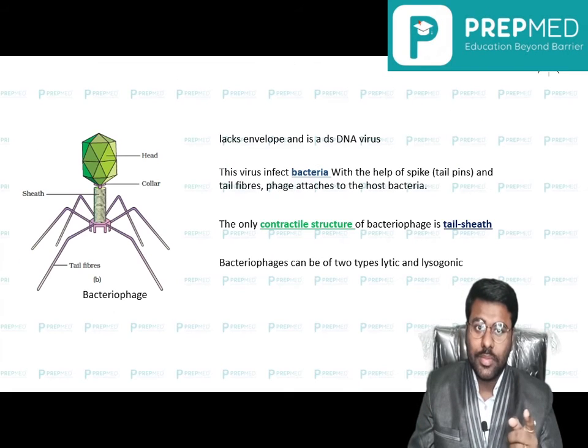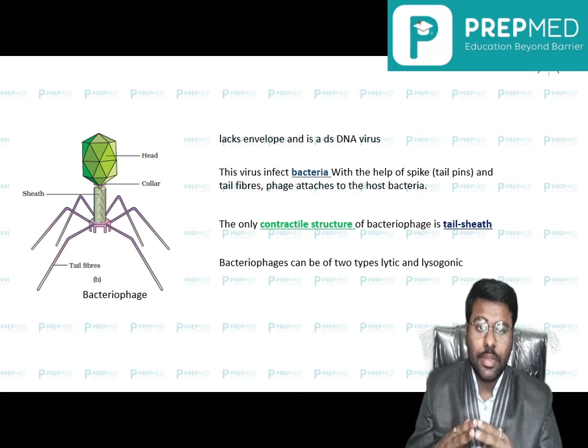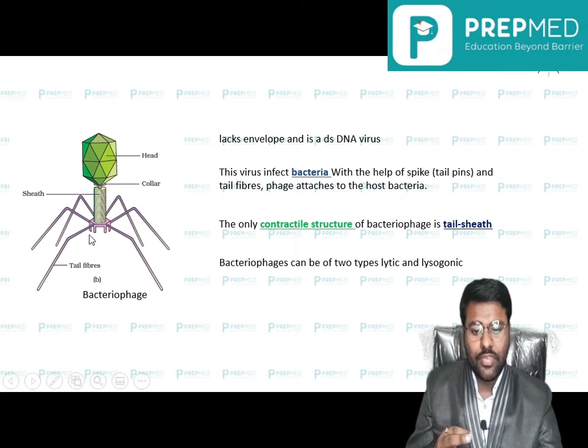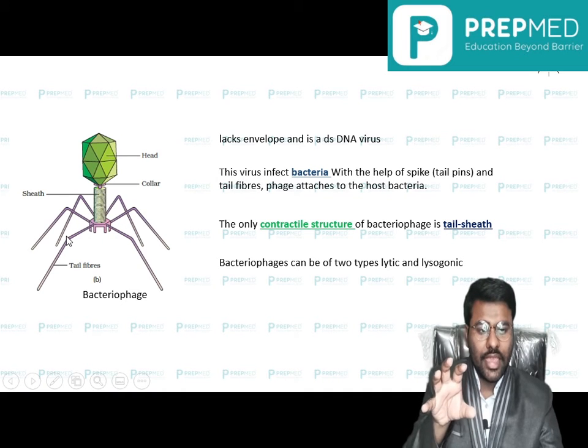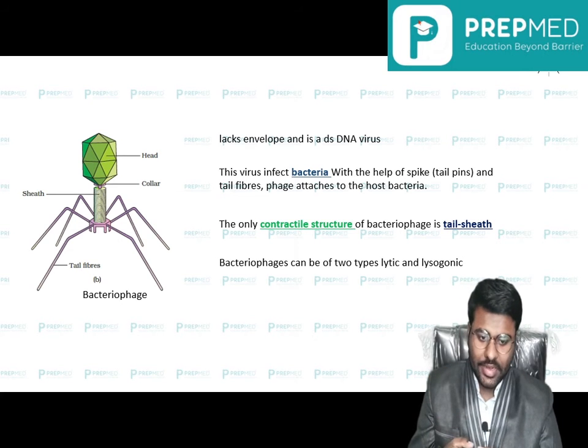Now coming to the last image of this video, the bacteriophage. There are 4 important points. First of all, this is a dsDNA, double-stranded DNA virus, and it is also non-enveloped. It can affect bacteria, so it's called bacteriophage. It infects with the help of the tail fibers, attached like spikes, and when the tail fibers attach, the phage infects the host bacteria.